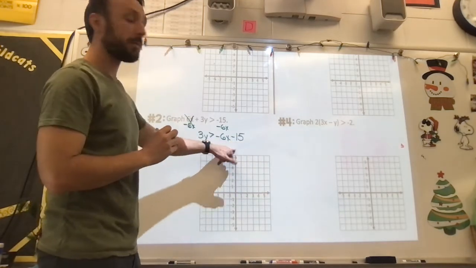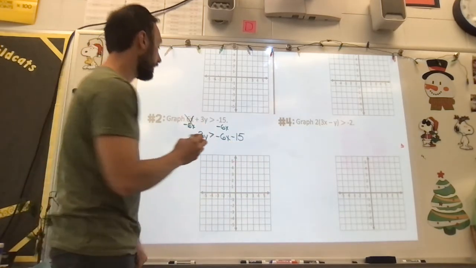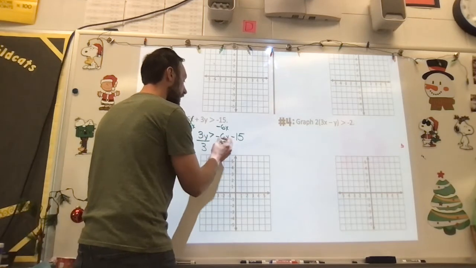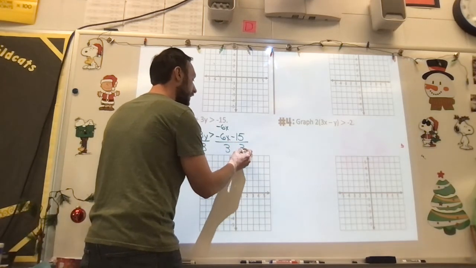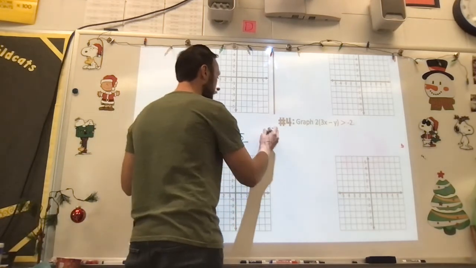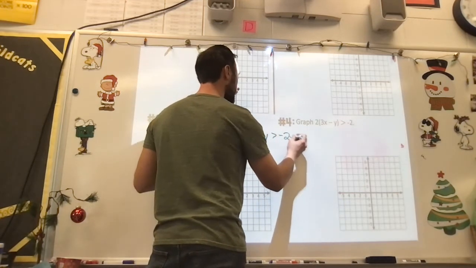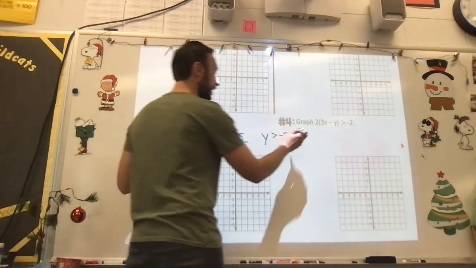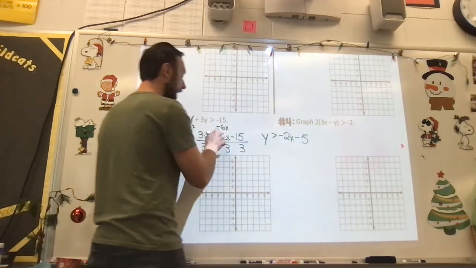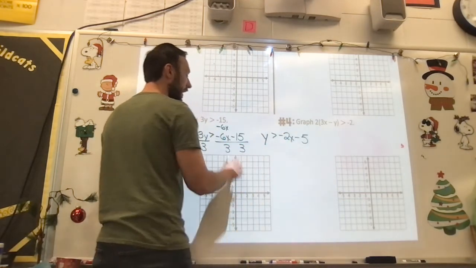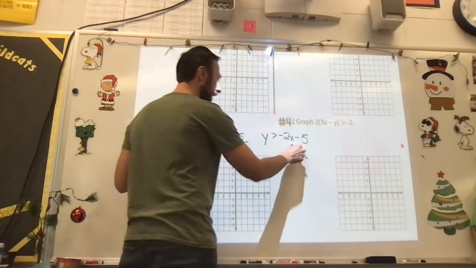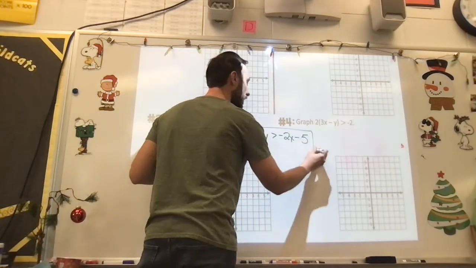I'm then going to divide both sides by 3, so I can isolate that y variable. Divide by 3, and that will leave me with a positive y is greater than negative 2x minus 5. A negative divided by a positive is negative. So that is my equation.